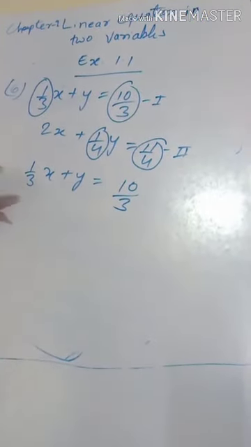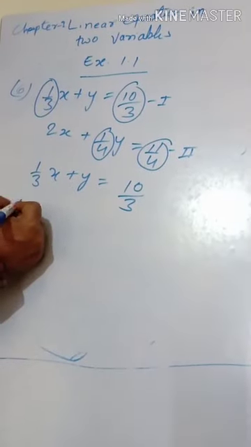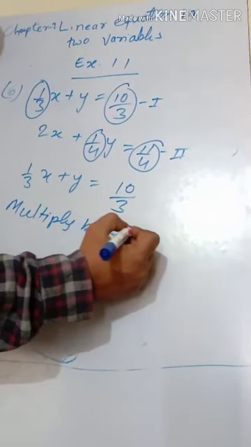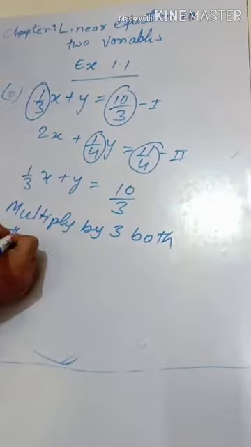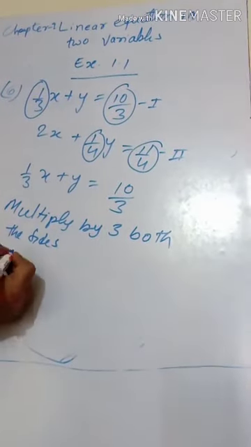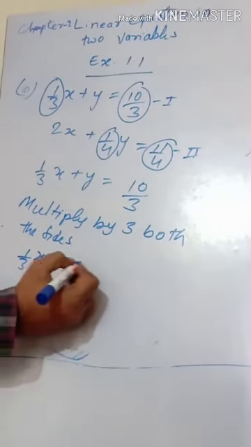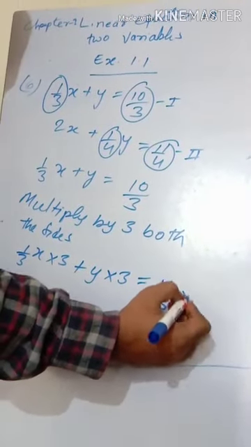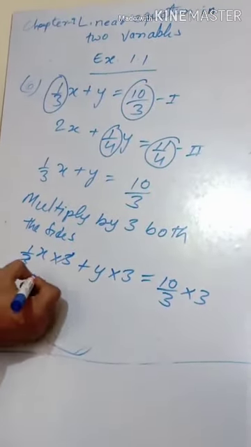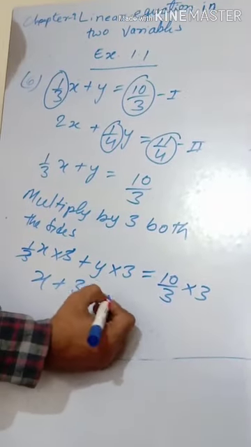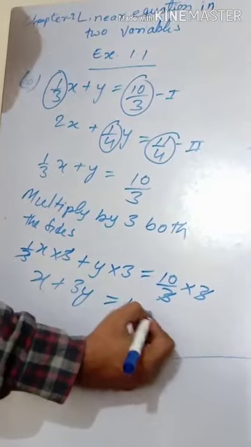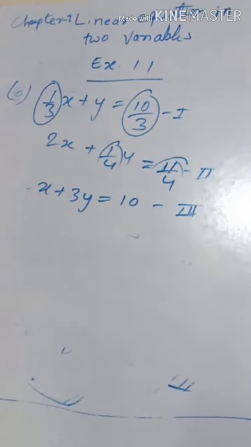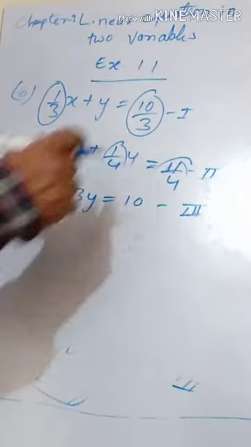For removing this denominator 3, we multiply by 3 both the sides. 1 upon 3x multiply by 3 plus y multiply by 3 is equal to 10 upon 3 multiply by 3. This 3 cancels by this 3. x plus 3y is equal to 10. So students, we get equation number 3, x plus 3y is equal to 10.